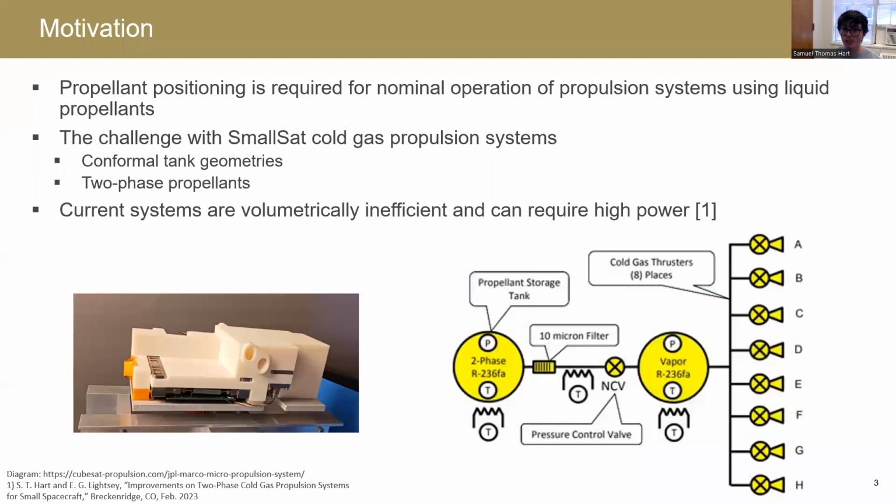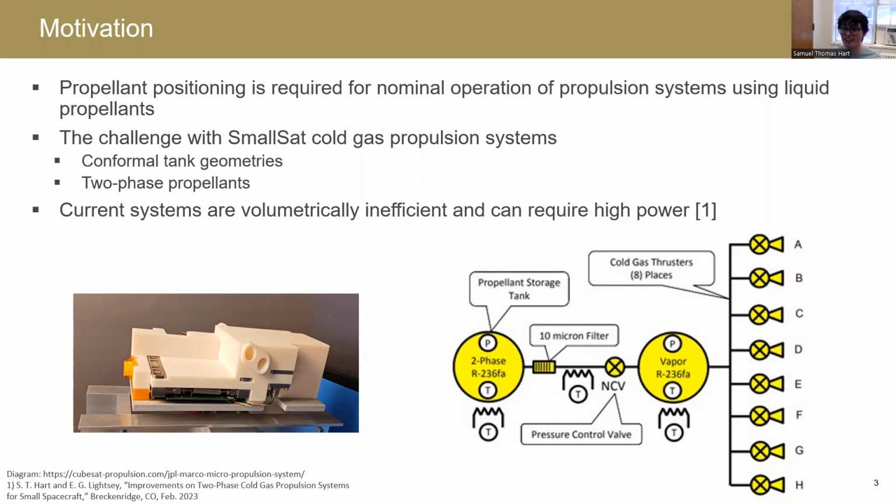Okay, so first, the motivation. Propellant positioning is required anytime you use a liquid propellant in space. You need to know where that propellant is if you're going to consistently extract it from your tank. Now, we're pretty good at this for traditional axisymmetric tanks with liquid propellants and a separate pressurant gas.